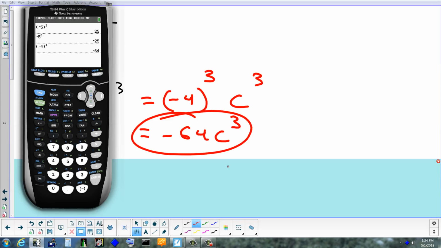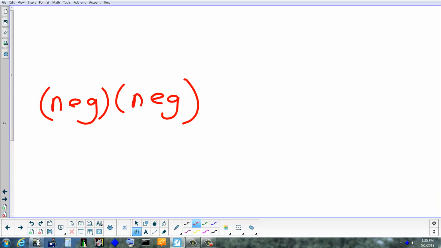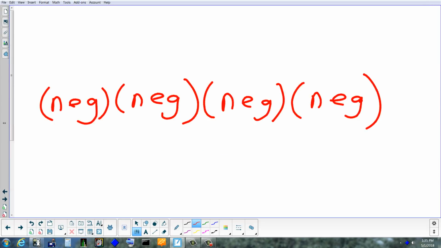Think about if you do something to an even power. Negative times negative, that's a positive. Now let's say you had a negative number to the fourth power. It would be negative times negative times negative times negative. Negative times negative is positive, positive times negative is negative, and negative times negative is positive. Anytime you have an even power, all the negatives cancel.